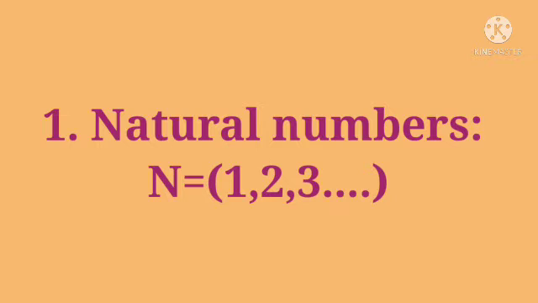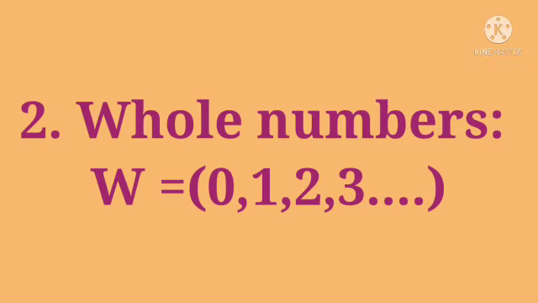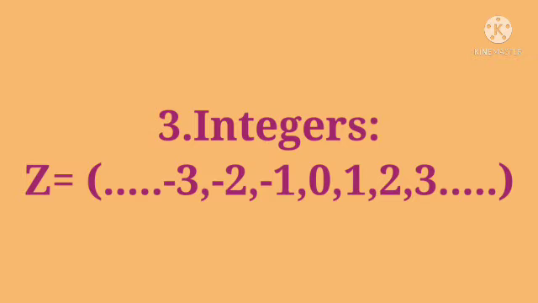Natural numbers are defined as the counting numbers or the positive integers beginning with 1 and increasing by 1. Whole numbers are defined as all natural numbers together with 0. The set of real numbers consisting of positive whole numbers, negative whole numbers and 0 are called as integers.